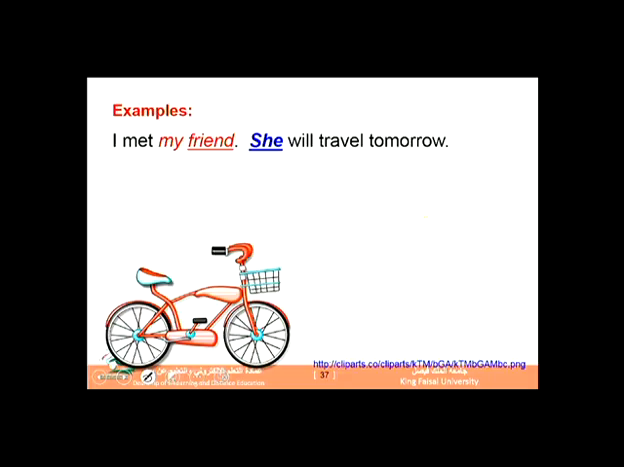I met my friend. She will travel tomorrow. Who is going to travel tomorrow? She. Who is she? She is my friend. So the pronoun refers back to the noun. The pronoun has the same meaning of the noun it refers back to.